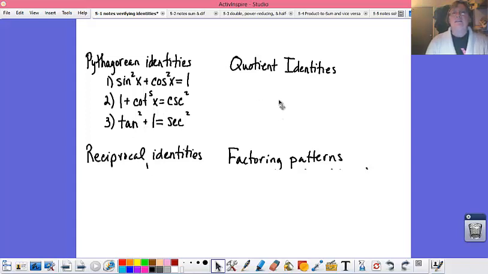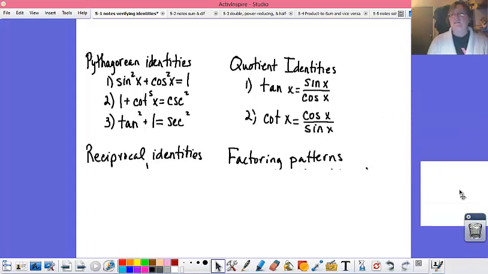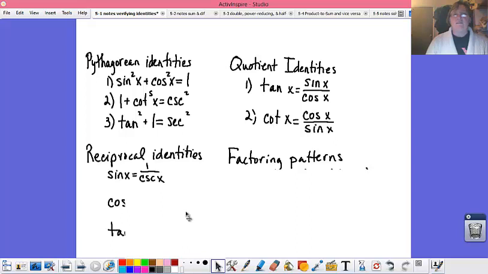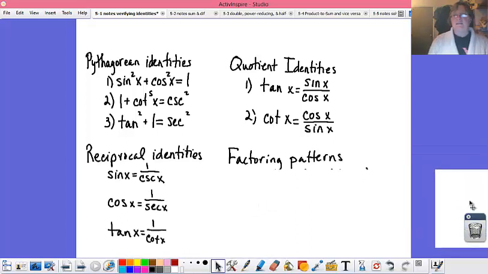The quotient identities involve the tangent and the cotangent. Tangent of any angle is the same thing as its sine divided by its cosine. The cotangent is the reciprocal, so it's the upside down of that. I would remind you of the other reciprocal identities: sine and cosecant are reciprocals of each other. Cosine and secant, tangent and cotangent.